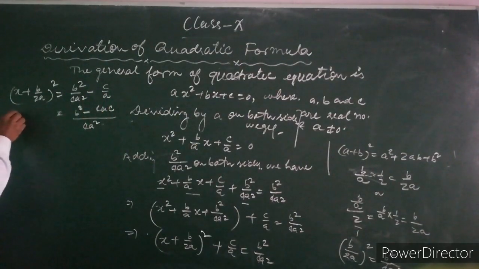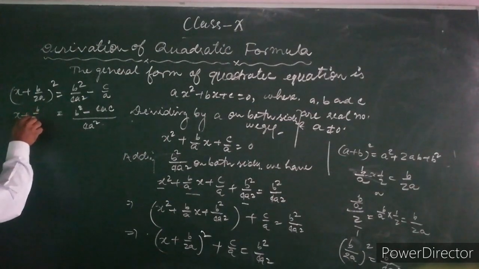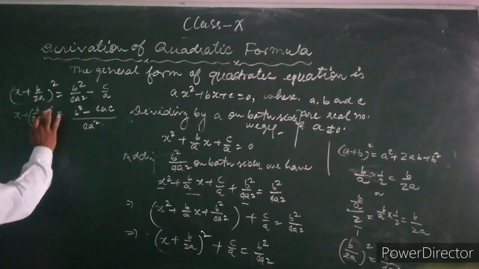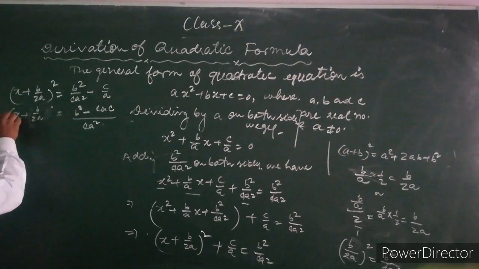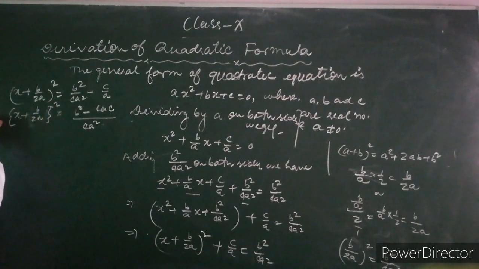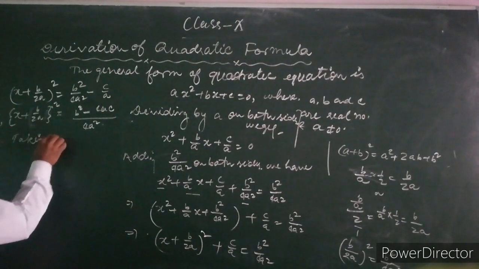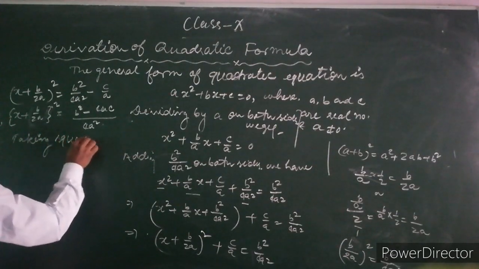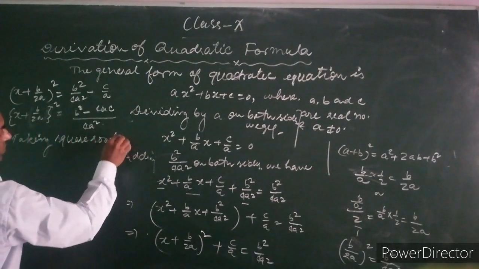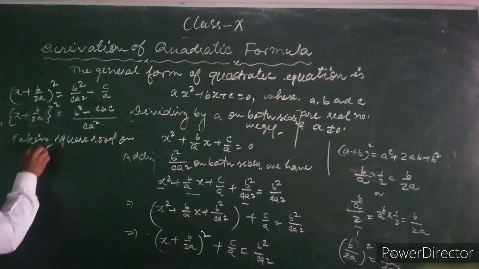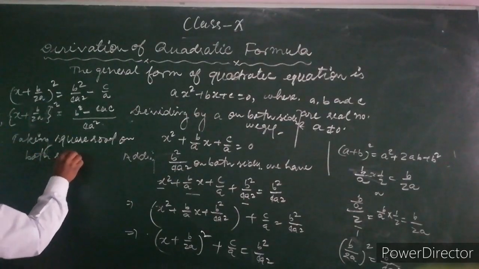Clear? This is equal to (x + b/2a) whole square. Now you need to find the value of x. Therefore, taking square root on both sides.